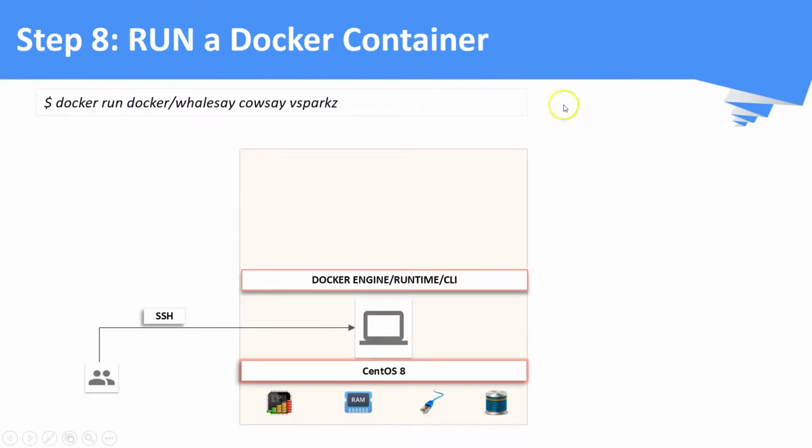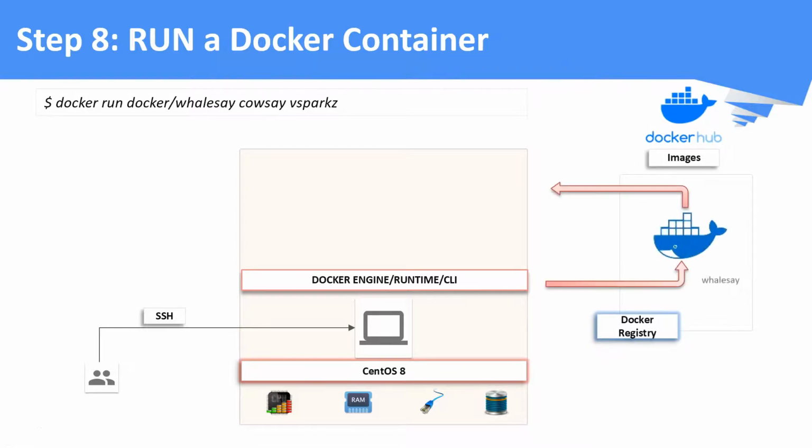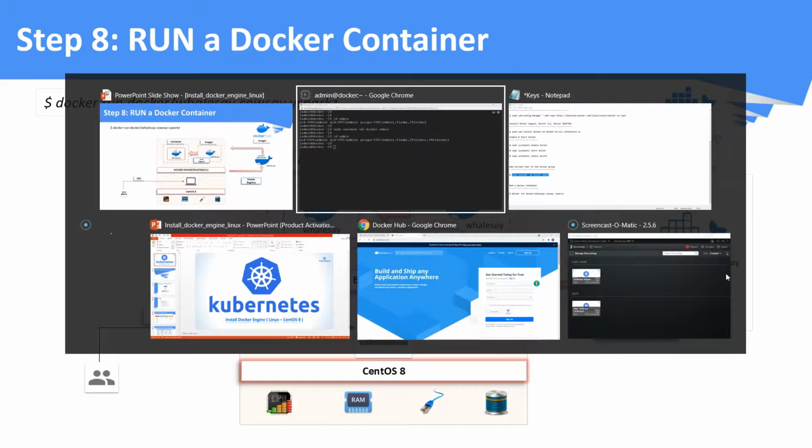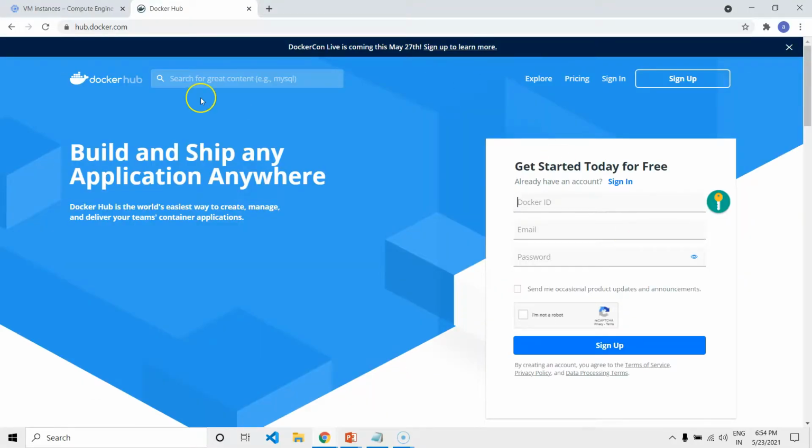Now it's step number 8. We are going to run a Docker container. Currently we don't have any local images. So we are going to pull an image called Whalesay from Docker Hub to run the container in our machine. This image is available in Docker Hub, and you can search for the same in the search box.